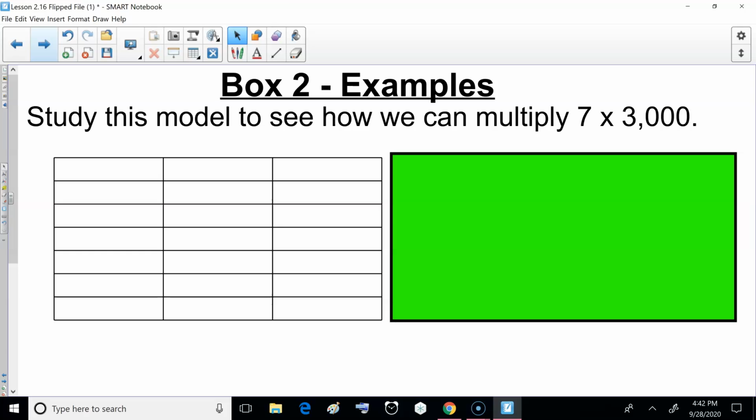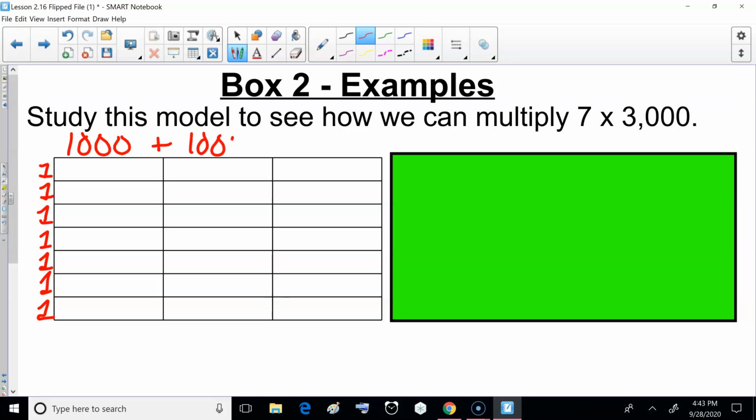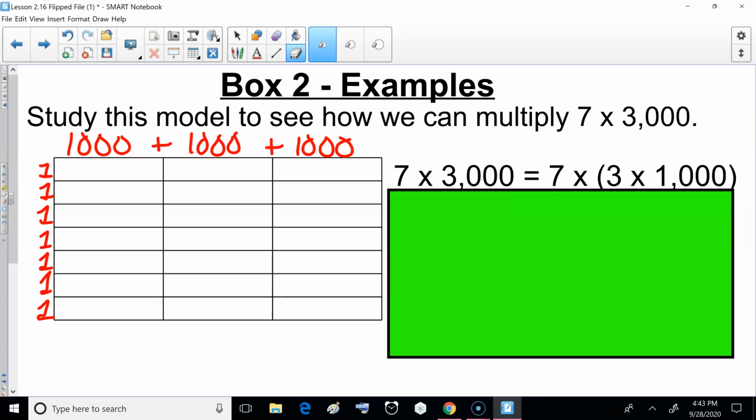So we look at this model of how this would work. We've seen boxes like this before as we're breaking down numbers. On the side, we have 1 plus 1 plus 1 plus 1 plus 1 plus 1 plus 1, which gives us a total of 7. And over here, instead of these being hundreds like they were last time, we're going to make these thousands. So we have 1,000 plus 1,000 plus another 1,000. So this is really a representation of multiplication of 7 times 3,000. We're going to take the 3 and break it apart, so 7 times 3,000 equals 7 times 3 times 1,000, as we break apart those different pieces of the puzzle.